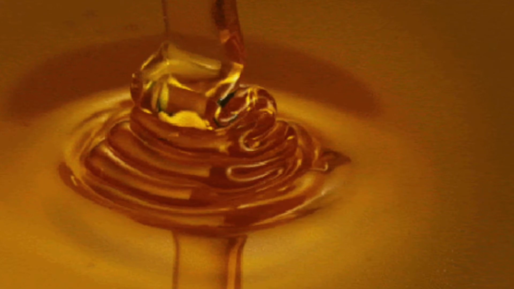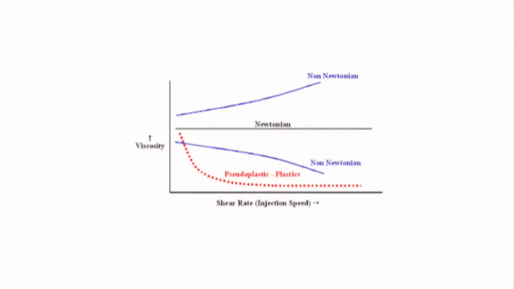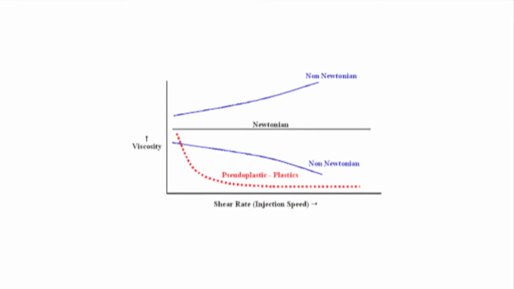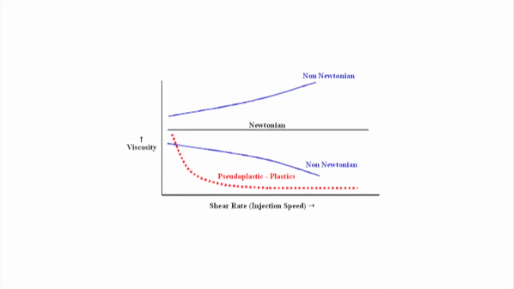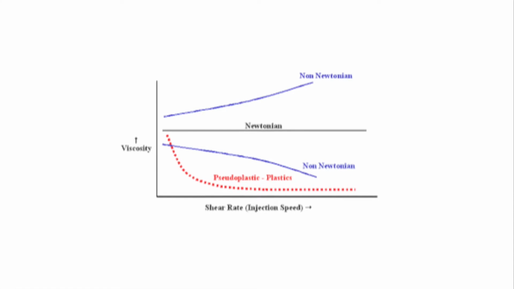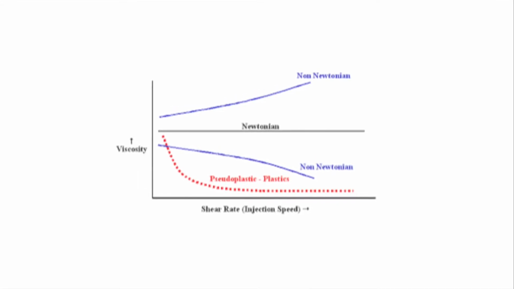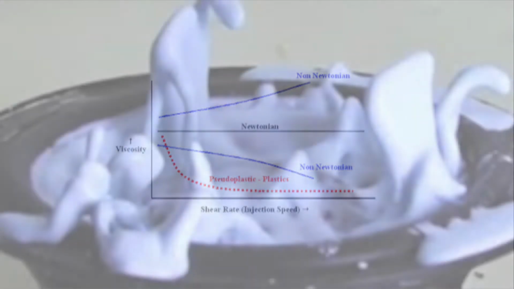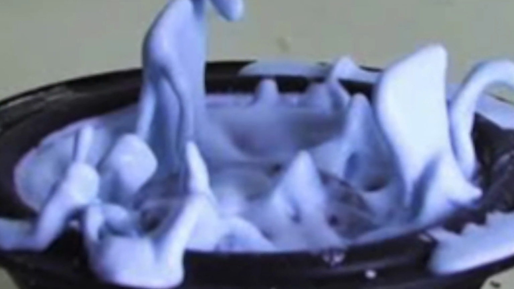Non-Newtonian fluids are the fluids that don't obey Newton's law of viscosity. Therefore, their viscosity will change when force is applied to them. Non-Newtonian fluids are broken up into two categories. Dilatants, the ones whose viscosity increases when force is applied, for example, the mixture of cornstarch and water, and the pseudoplastic, the ones whose viscosity decreases when force is applied to them, for example, tomato ketchup.